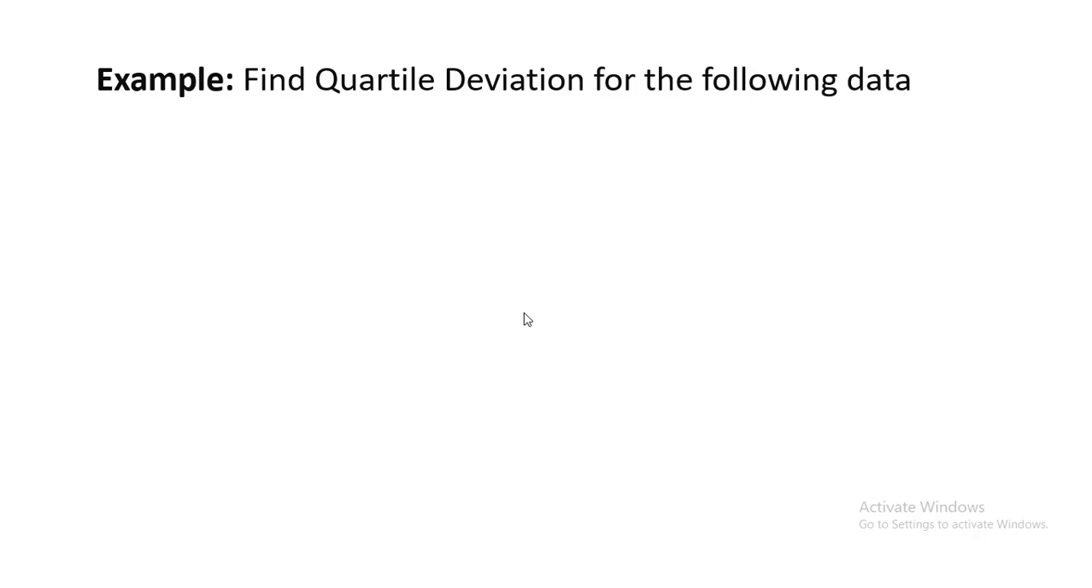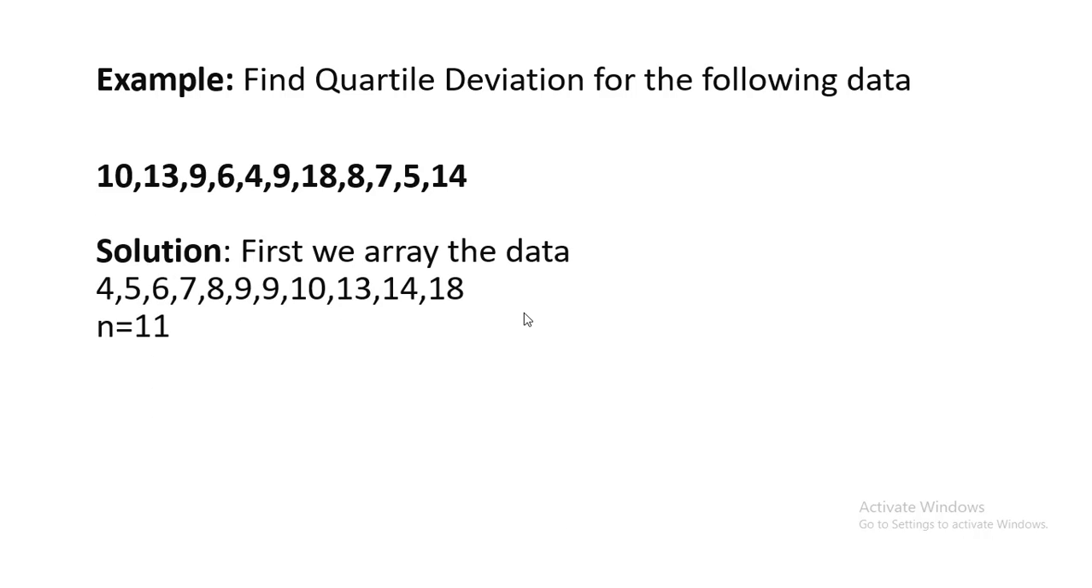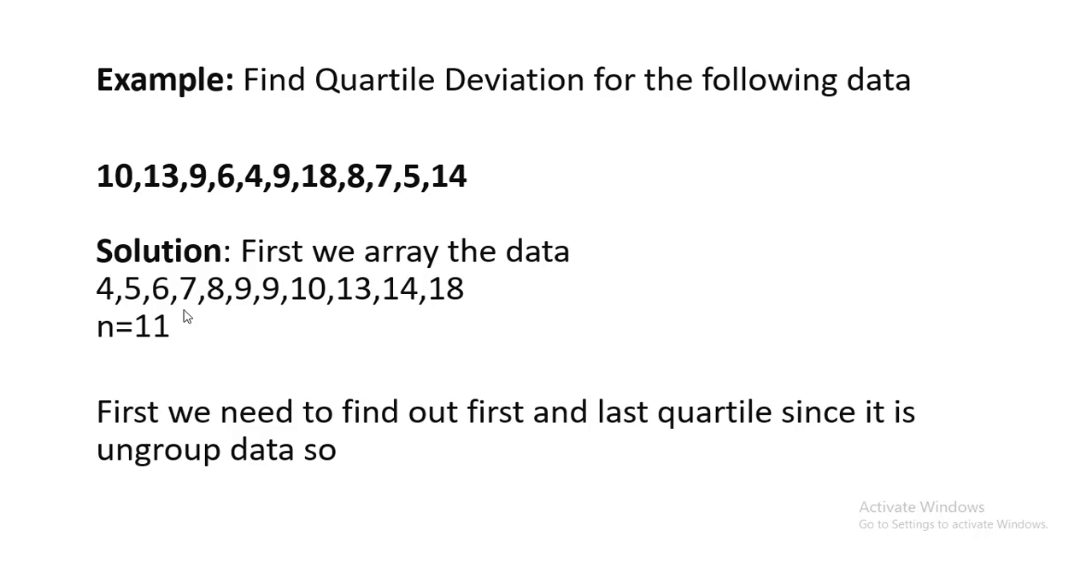Now the first example is that we need to find out quartile deviation for the following data. This is my data: 10, 13, 9, 6, 4, 9, 18, 8, 7, 5 and 4. These are all together 11 observations. Now if we need to find quartile of case 1, or ungrouped data, what we need to do is array the data first. We array the data, then we place the formula.